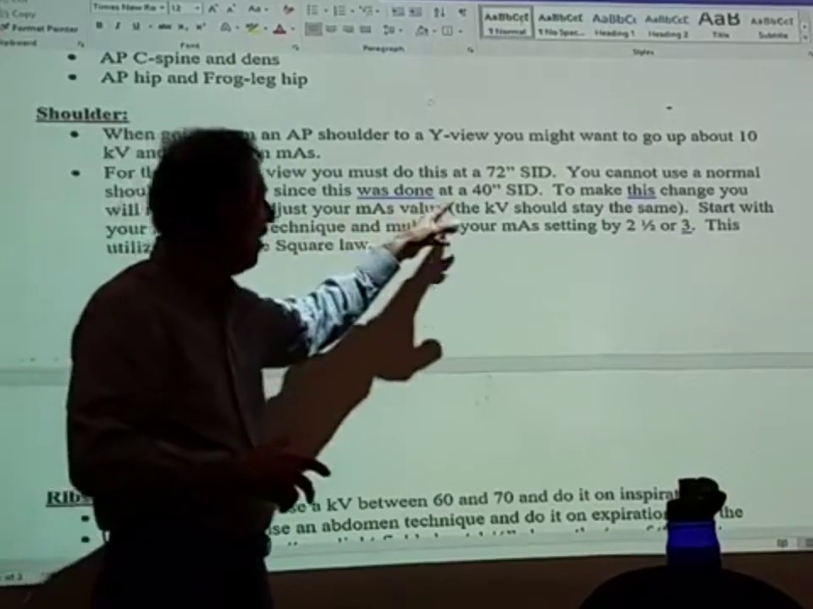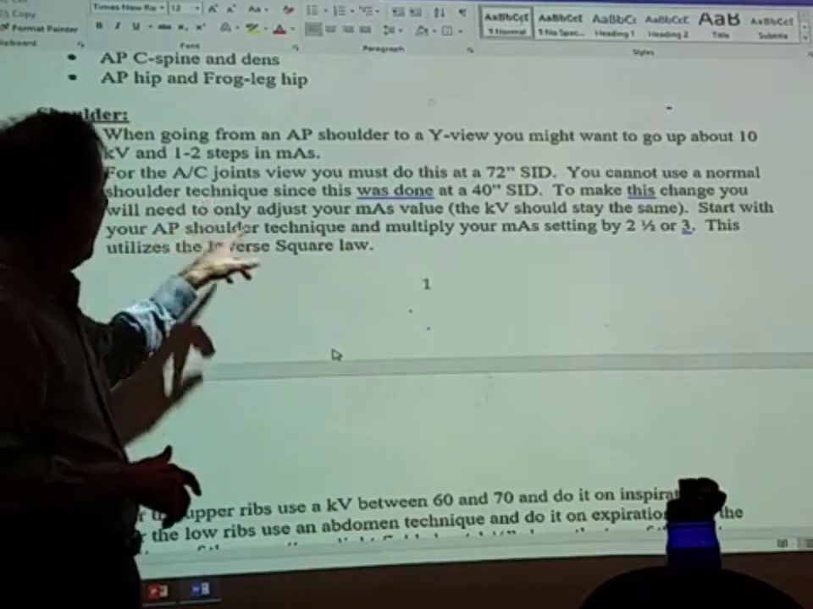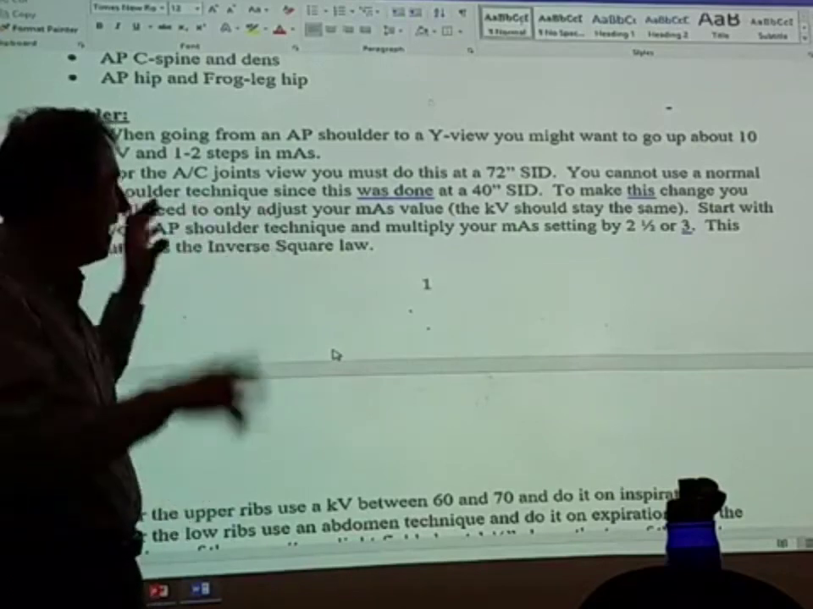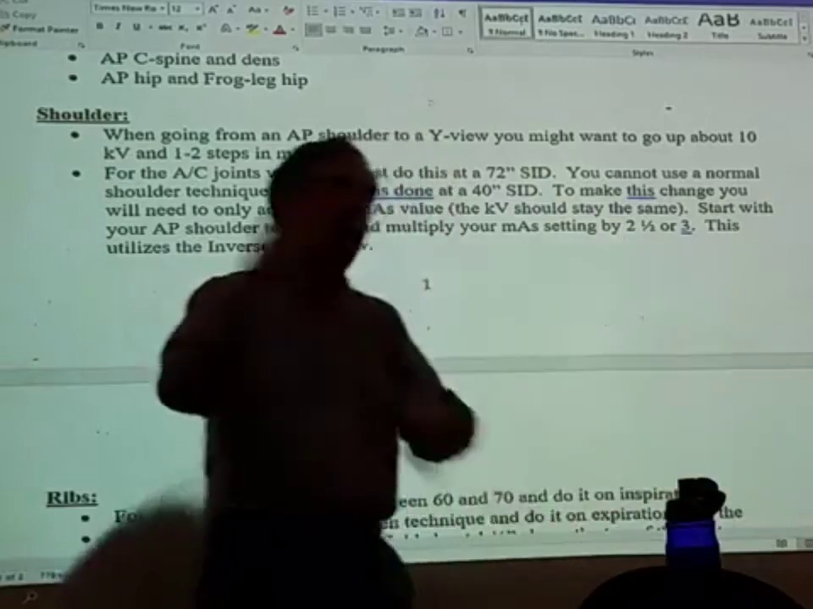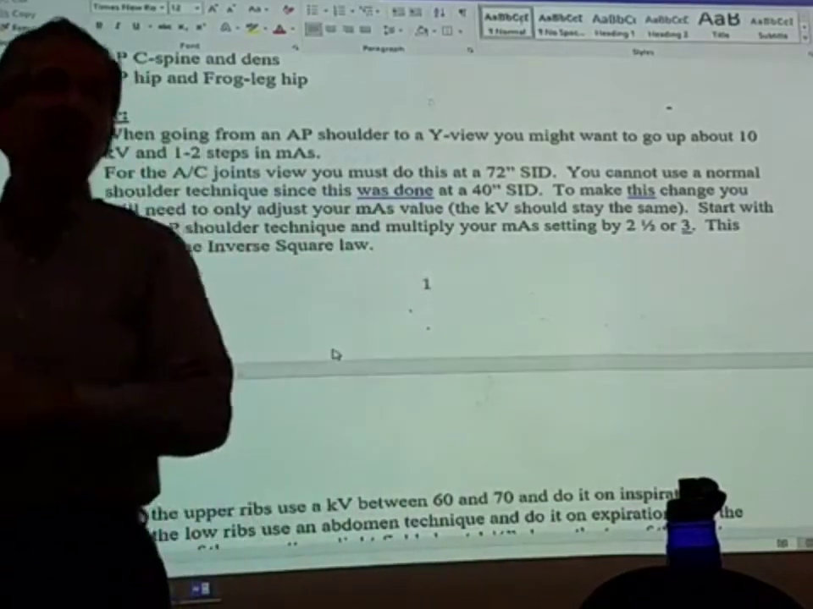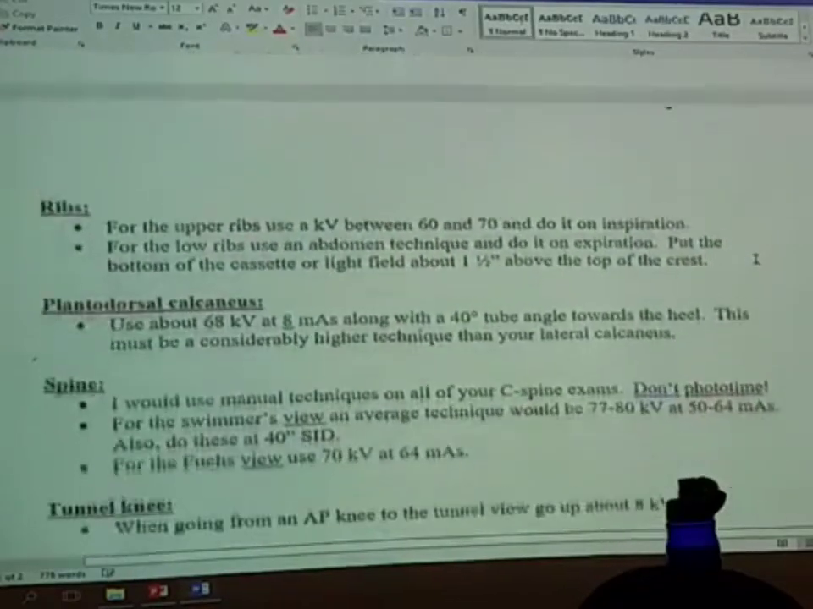So again, all you have to do is take whatever you would use for your AP shoulder and keep the kV the same, but take the mAs value for your AP shoulder and just multiply it by 2.5 to 3 because you're just accounting for the distance. Make sense? And then you'll be fine with that, okay? It's just using the inverse square law.